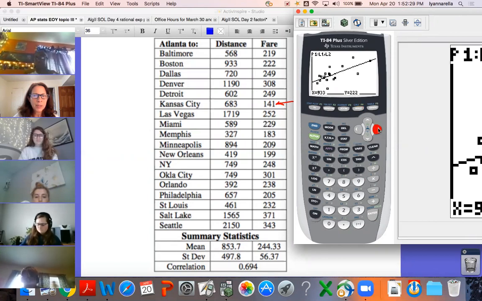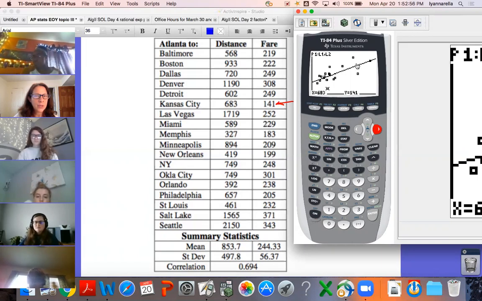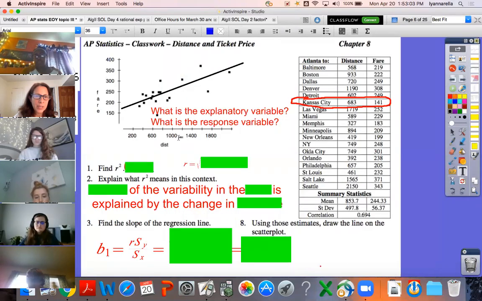And if I keep using my side arrows, this point has a positive residual because it's above the line. And this point has a negative residual because it's below the line. And it appears to be the point that's the farthest away from the regression line. So we call that a possible outlier, and it's at 683, 141. So I can see it's right there at Kansas City. So I'm thinking Kansas City may be an outlier because it appears to have the largest residual, even larger than this one and this one. Seems like it's that one right there. So I'm going to go through these quickly because we've already done this entire worksheet.